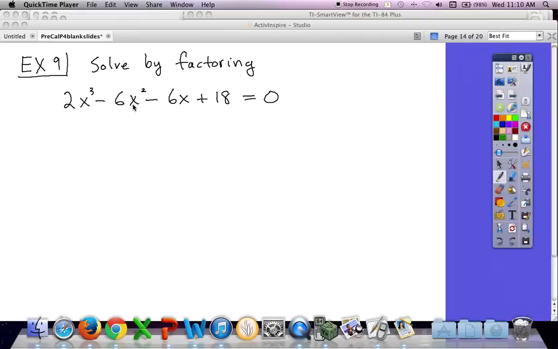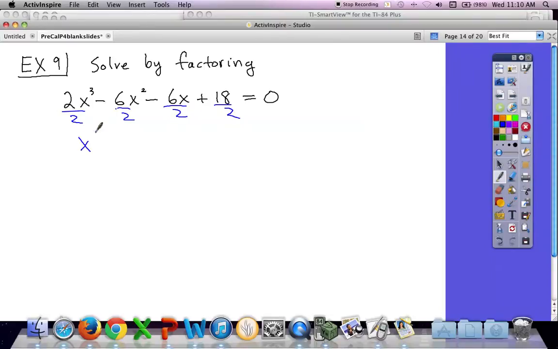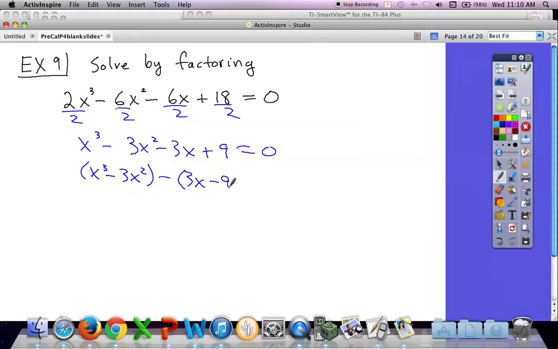Now, in this problem, first thing you would see is every one of these terms is divisible by 2, right? 2, 6, 6, 18. So divide everything by 2. So this is x to the third minus 6x squared. Oh, sorry, that should have been a 3. Minus 3x plus 9. Okay, and then you group the first 2 terms, x to the third minus 3x squared, and you group the next 2 terms, 3x, and because you just put this in parentheses, that plus 9 becomes a minus 9.